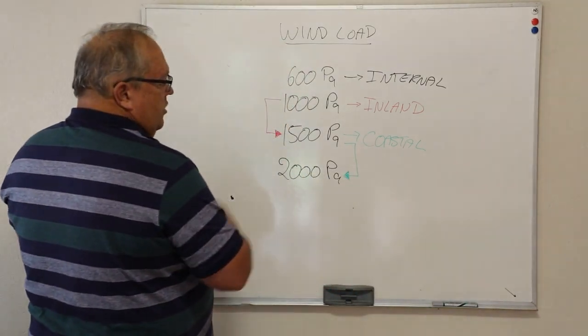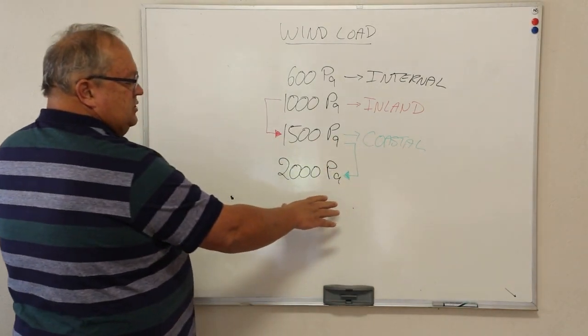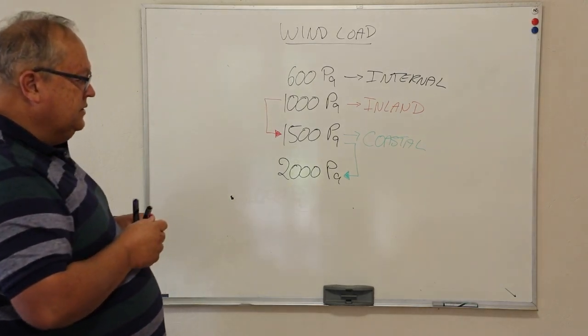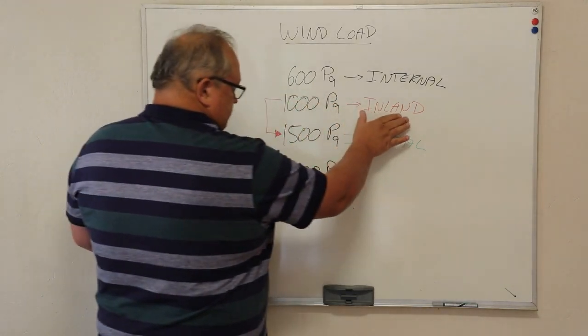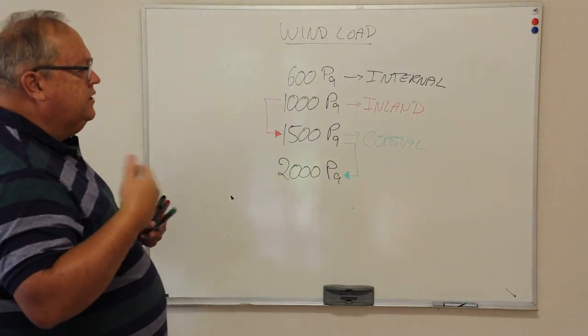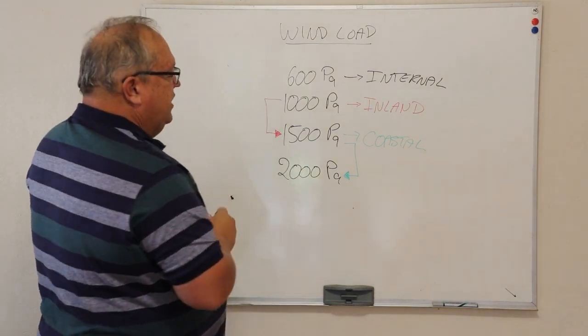So coastal, normally you work at 1500 pascals. If it's exposed from a wind point of view, then you need to jump to 2000 pascals. Inland, your default would be 1000 pascals, and if you consider that to be exposed from a wind point of view, then you would increase your specification to 1500.